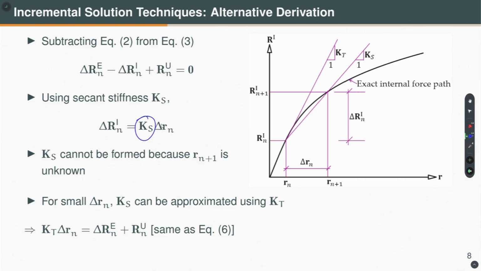So, if I write Kt here and go back to this equation, then what happens? Then this becomes Kt into delta r n. Okay. So, I will take that to the right hand side, then what I get is the same equation: Kt into delta r n is equal to delta R_E n plus R_U n. That means the tangent stiffness times the displacement increment is equal to the external force increment plus whatever unbalanced force vector I had from the previous load step. So, I derived the same equation from a more physically meaningful approach.